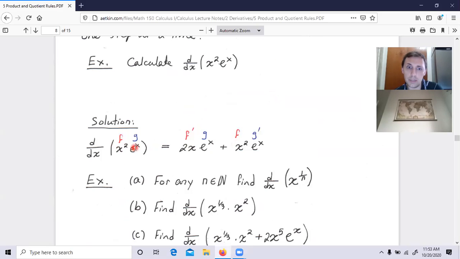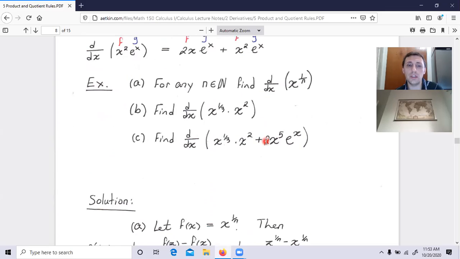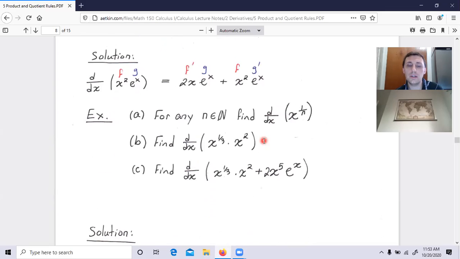X squared e to the x. The derivative of f is 2x, g is intact, plus f. The derivative of x squared we don't touch. Here, the derivative of e to the x is e to the x. Do you see how I did it? So it's 2x e to the x plus x squared e to the x. We still have so few functions that we can calculate.